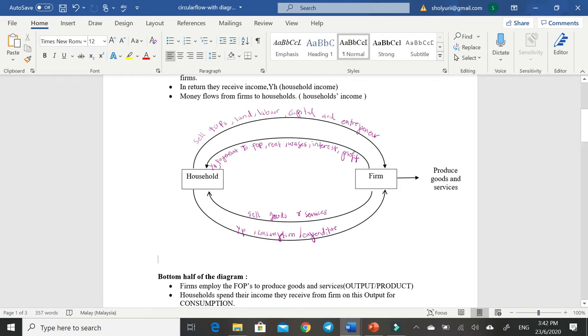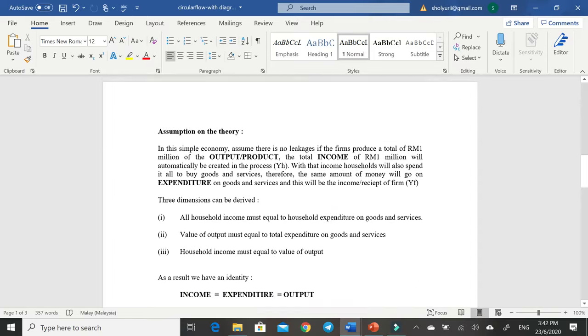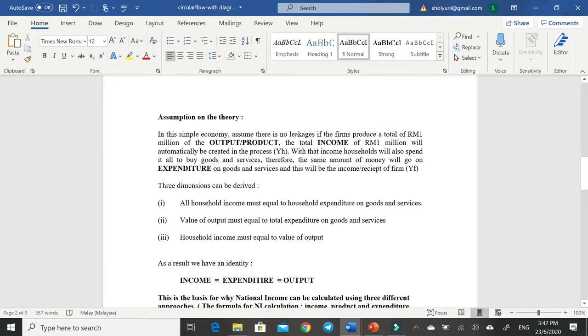Okay, so it said here, in this simple economy, assume there is no leakage. Apa benda pula leakage? Have you heard about leakage? Leakage ni maksudnya kebocoran. Maksudnya money tu going out of the circular flow. Dia tak stay kat situ, dia keluar kat lain.